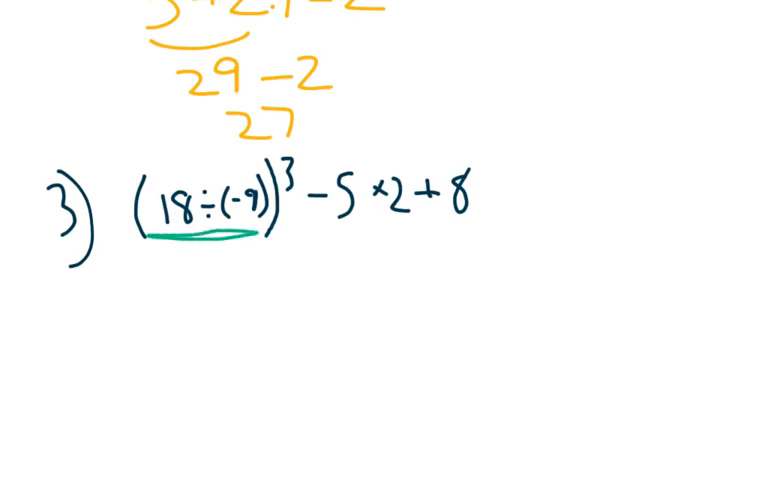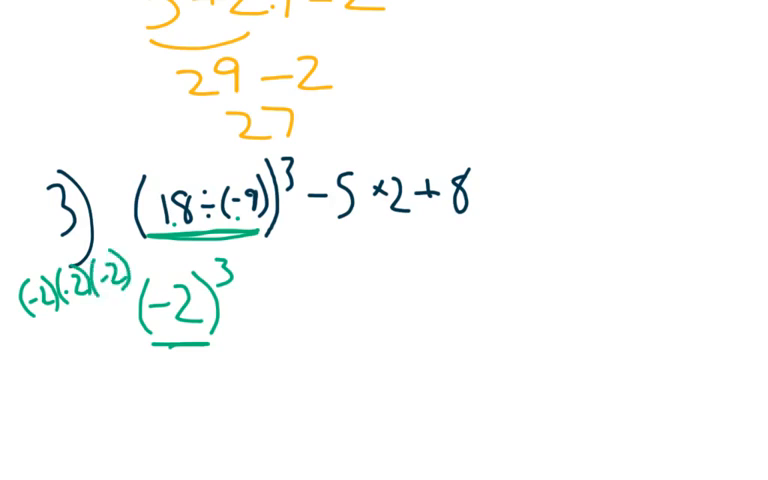We have to address what's going on in here, which is 18 divided by -9. That's going to get us -2. And we're going to put this in parentheses. Now we're going to do a quick aside here. Think about what -2 to the third power is. That means -2 times -2 times -2. We multiply these two together, we'll get +4, and then multiply by -2 again, leaves us with -8. So we'll eventually write -8 in for that.